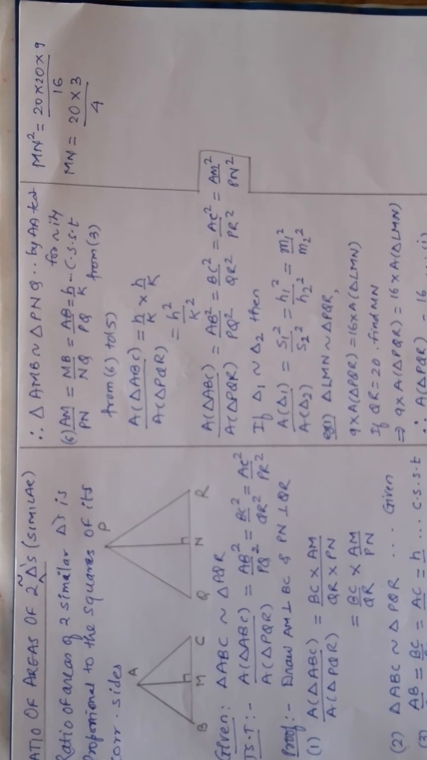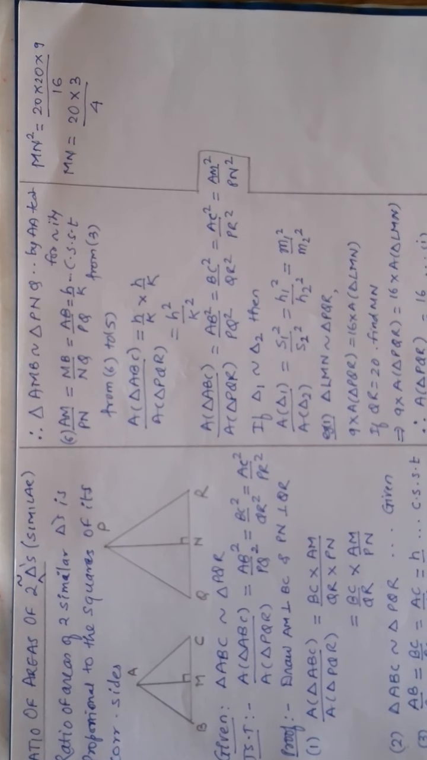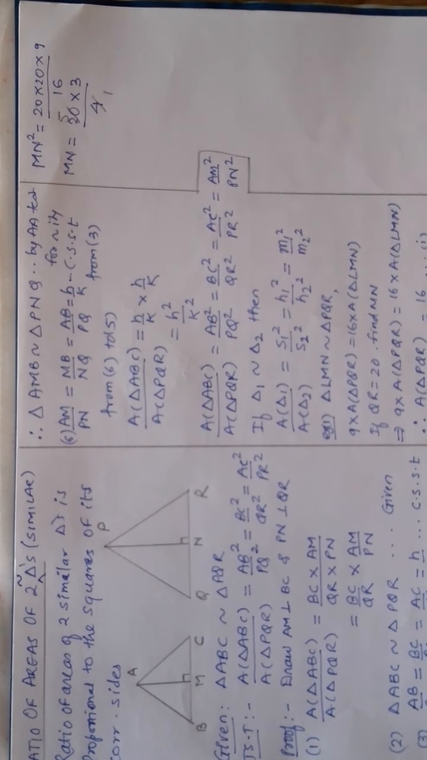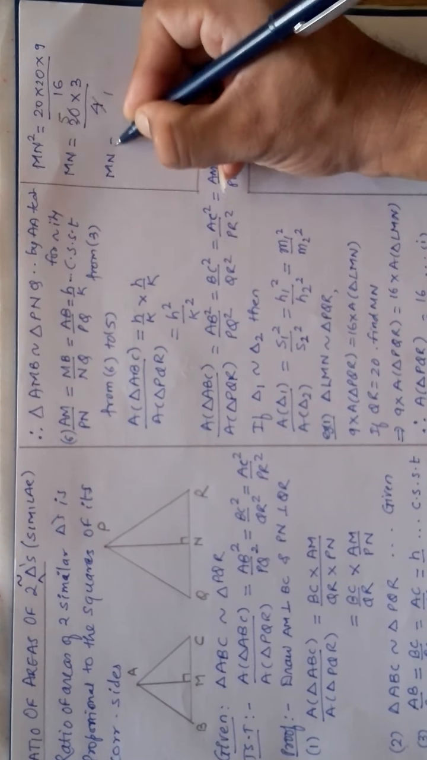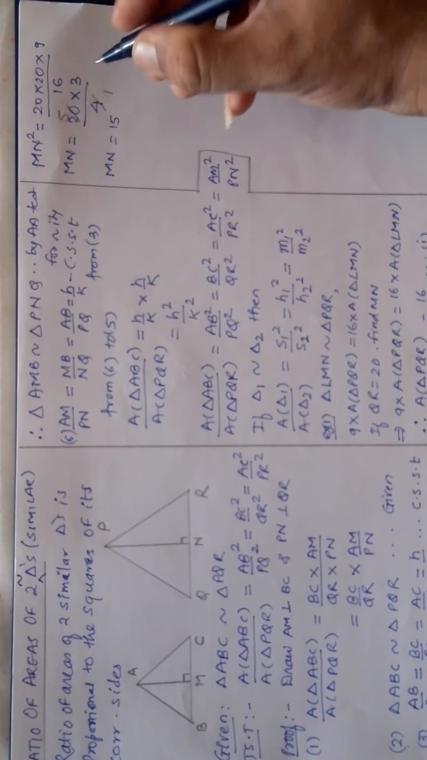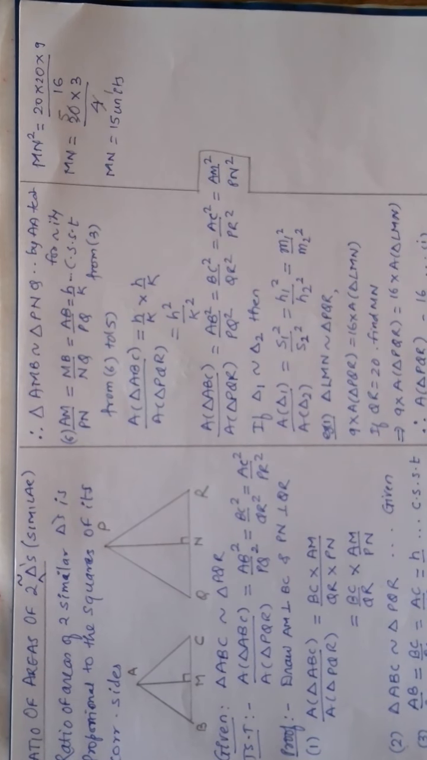MN indicates length, and length is never negative. So 4 ones are 4 over here and 4 fives are 20 over here, so you get MN is equal to 15. If units are given, well and good. If units are not given, you have to write units here. So MN is 15 units. Okay, got it? Quite simple.